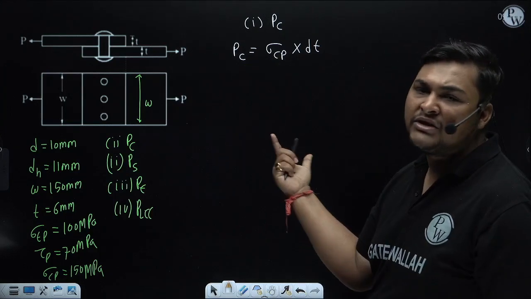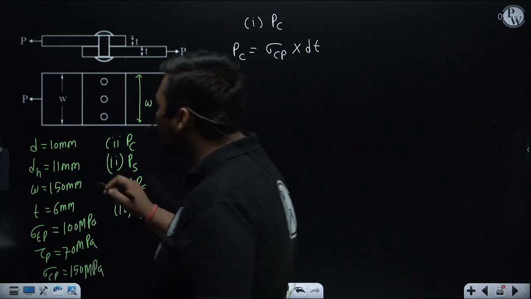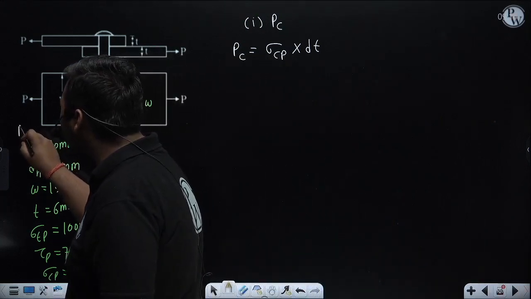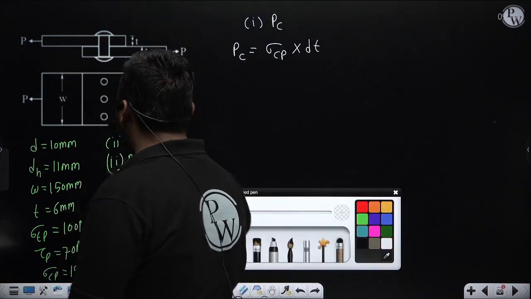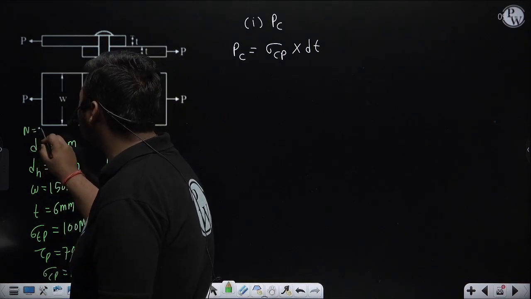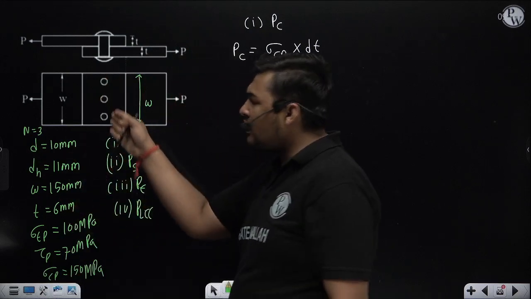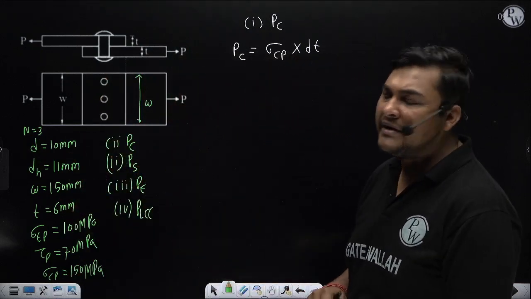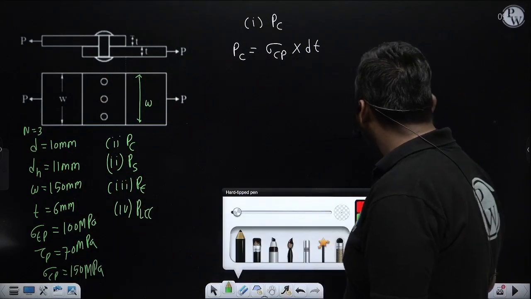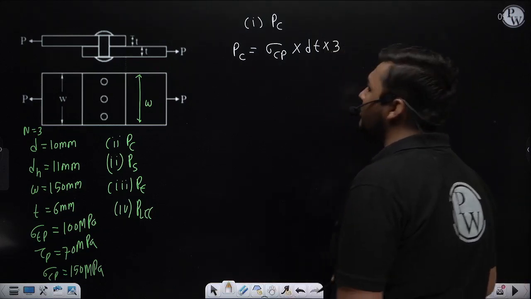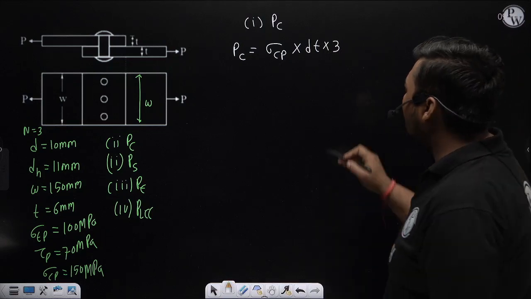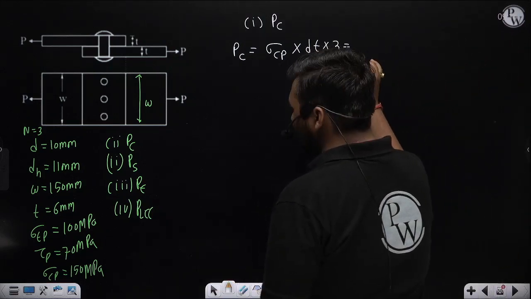Okay, in a lap joint there is no confusion. Here the total number of rivets per plate, I'm denoting as capital N, which is 3 in this case. By counting also you can say the total number of rivets per plate is 3. So total crushing area will be the crushing area of one rivet into the total number of rivets per plate, that is 3.